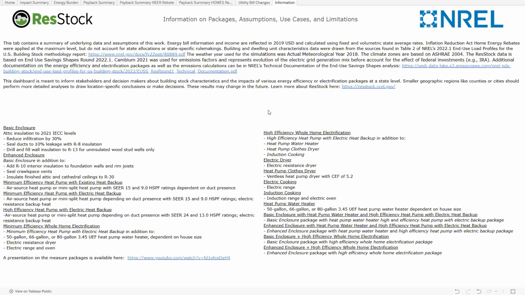Our last page here includes some of our information about where we got our data, as well as a description of all the upgrade measure packages that are included throughout the dashboard.